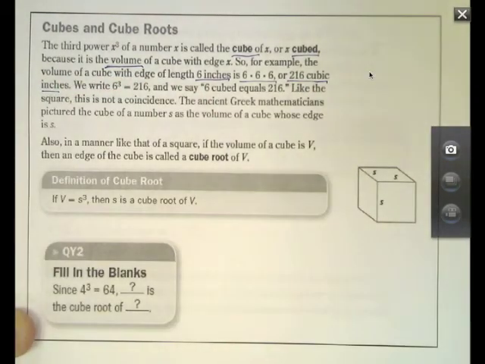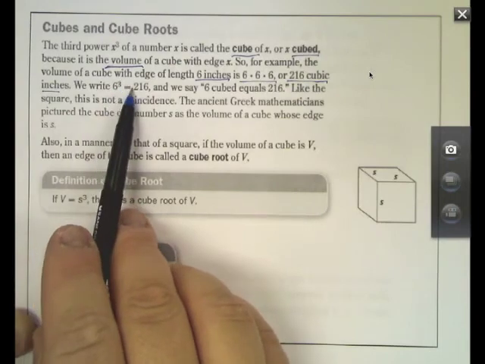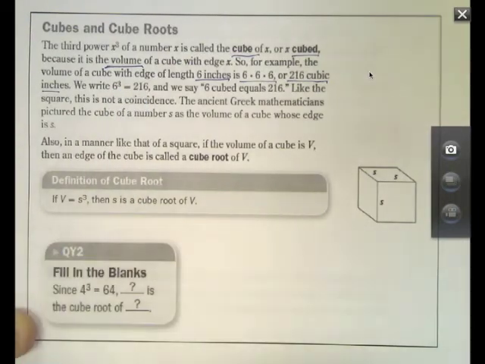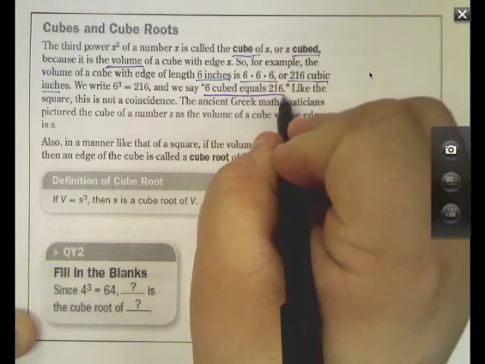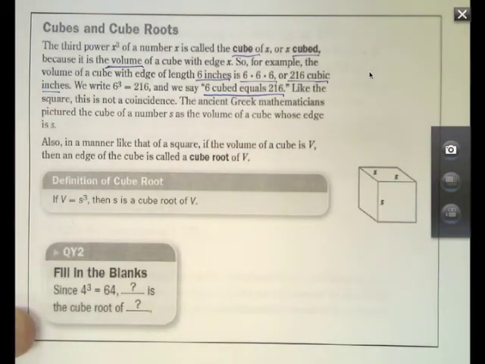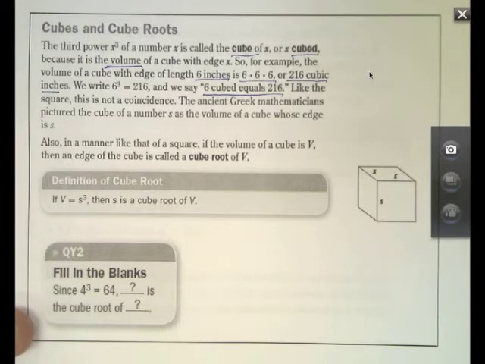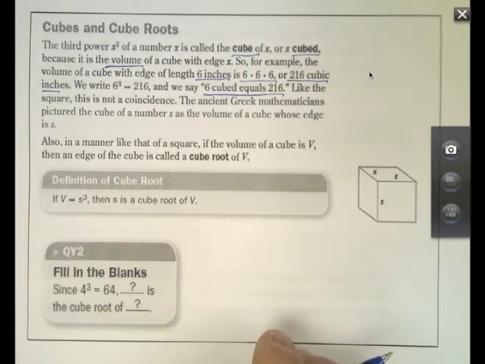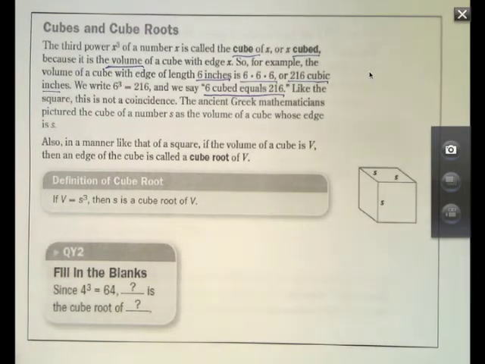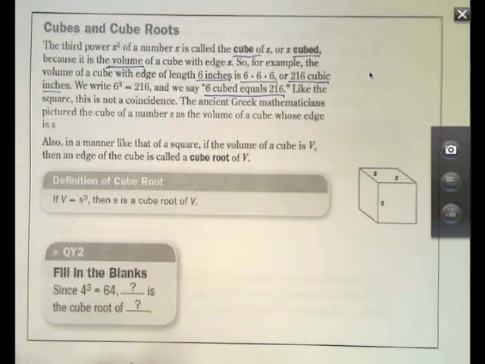For example, the volume of a cube with the edge length 6 inches is 6 times 6 times 6, or 216 cubic inches. We write 6 cubed as 216, so we say 6 cubed equals 216. Like the square, this is not a coincidence. The ancient Greek mathematicians pictured the cube of a number s as the volume of a cube whose edge is s, also in a manner like that of a square.